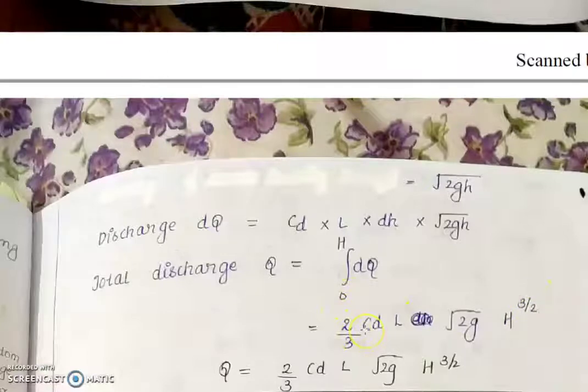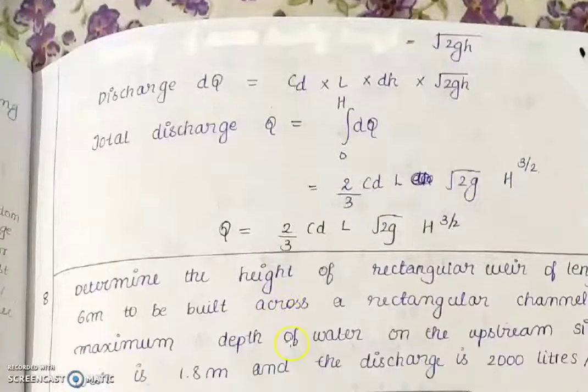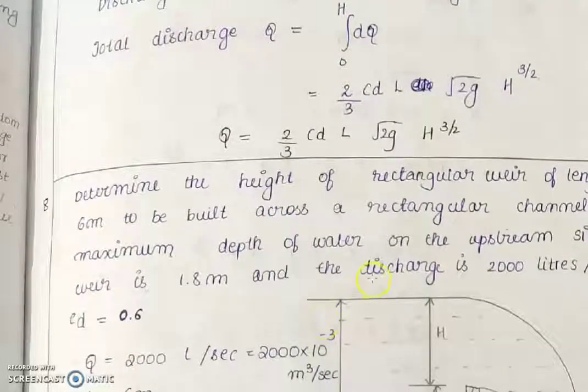When you write down the equation, you will understand more. That is how the 2 by 3 came. It is a part of the integration, applying the upper limit and lower limit, that is, H raised to 3 by 2 minus 0 raised to 3 by 2. So the equation will be like this. I hope this is clear.